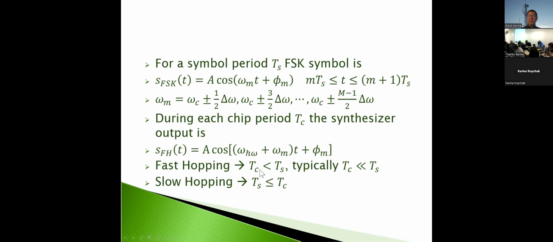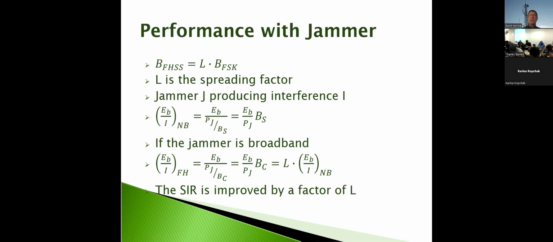Now, if T sub C, the time period of the chip, is less than the time period of a symbol, then we call that fast hopping, and typically it's much less. So we're hopping many times throughout a symbol period. Conversely, if the symbol period is less than or equal to the chip period, then we call it slow hopping. Fast hopping, as we'll see, has some advantages, but it's a much more complex and expensive system to use. So let's look at the performance with a jammer.